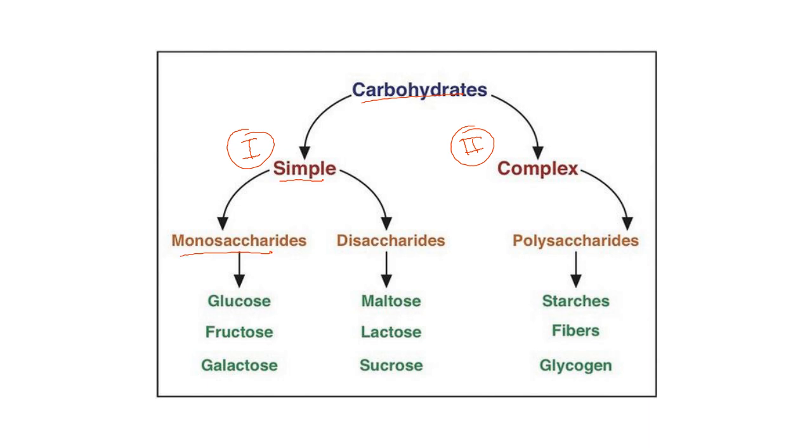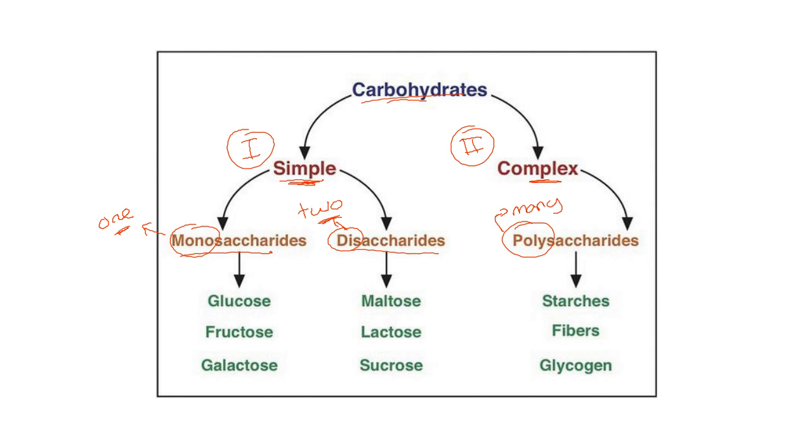Mono means one. Disaccharide, di means two. One sugar, two sugars together. And complex, well, we'll have the polysaccharides there. And poly means many. So there are two big generalized groups in carbohydrates, right? The simple carbohydrates and the complex carbohydrates. The simple ones are those composed of just one or two monomers together, and complex carbohydrates are going to be made of many little sugars.